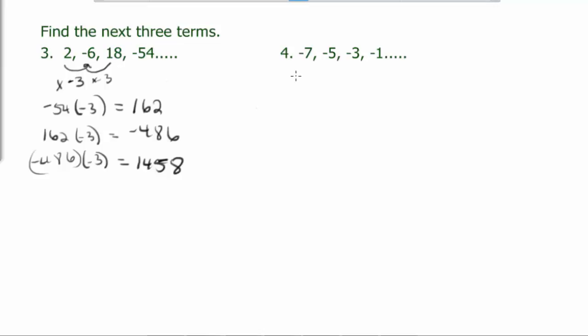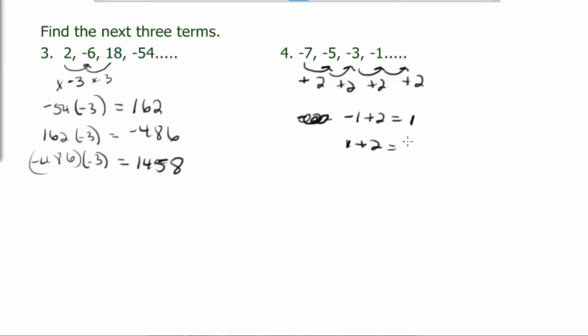Same here on number 4. So -7 to -5, I'm not sure what you would multiply, but you can add 2 to get that. It has to be the same for all of them, and so we're adding 2. If we keep going, -1 plus 2 is 1, then 1 plus 2 is 3, and 3 plus 2 is 5. So our next 3 numbers would be 1, 3, and 5.